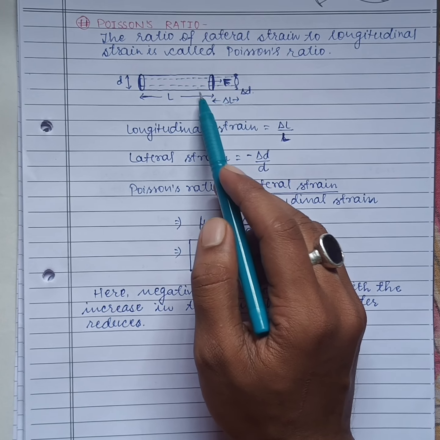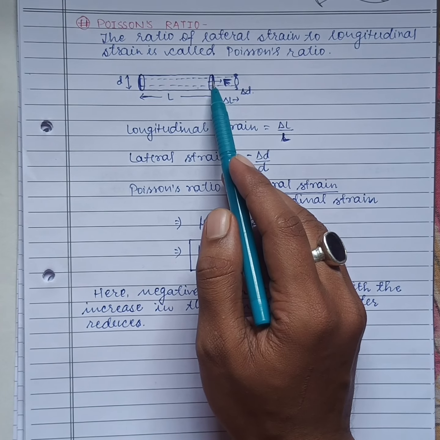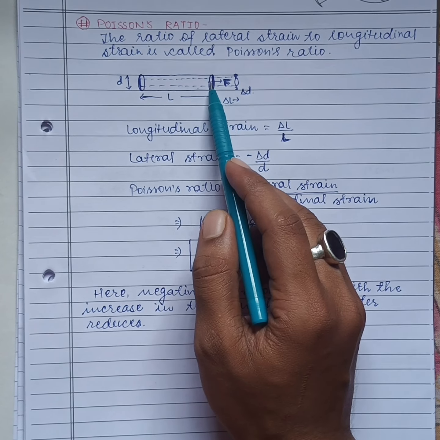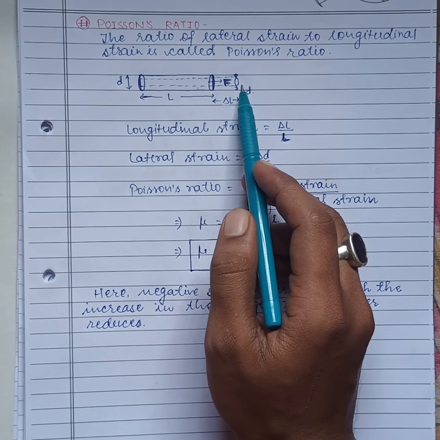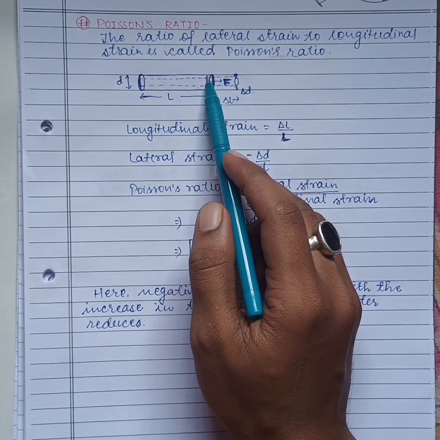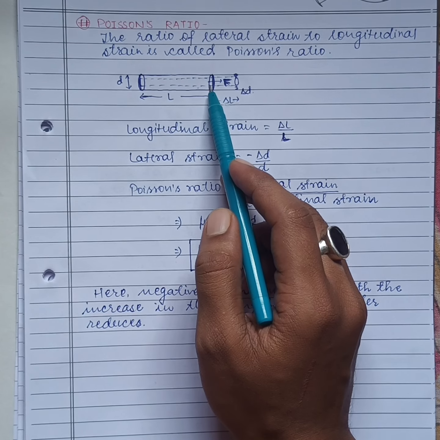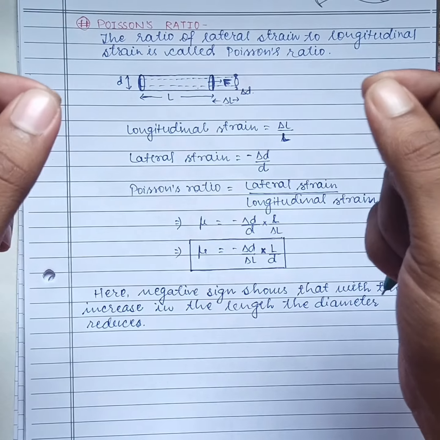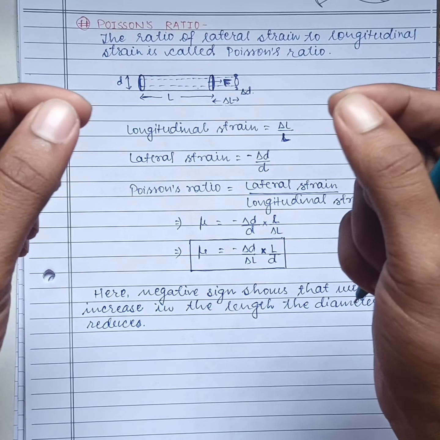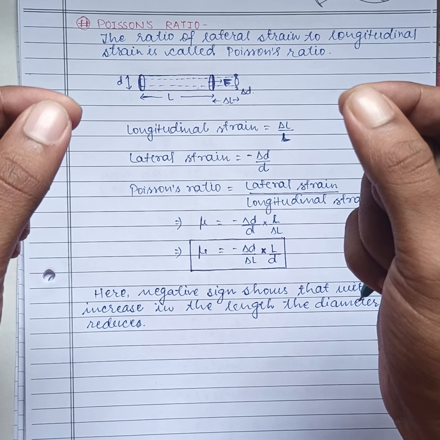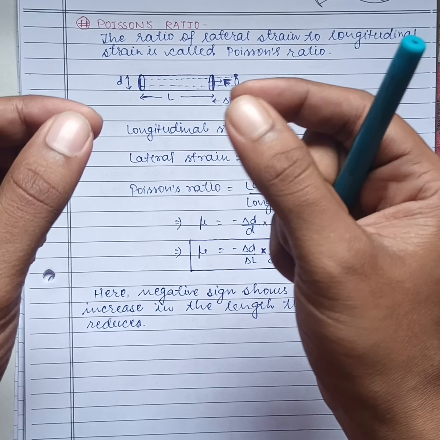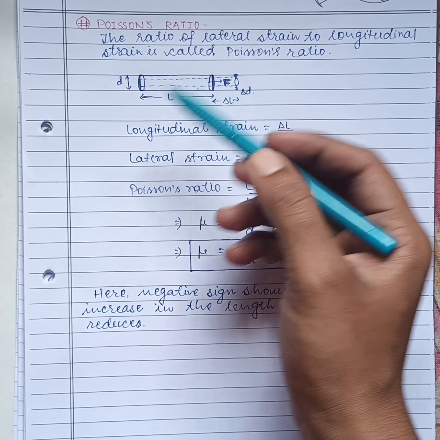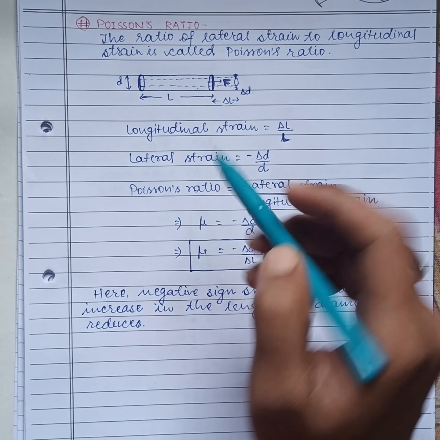It is a natural phenomenon that whenever we increase the length of anything, the width of that thing decreases. You might have seen that when you increase the length of a rubber band by applying force, the width of the rubber band decreases. We have not studied that earlier, that we will study here.